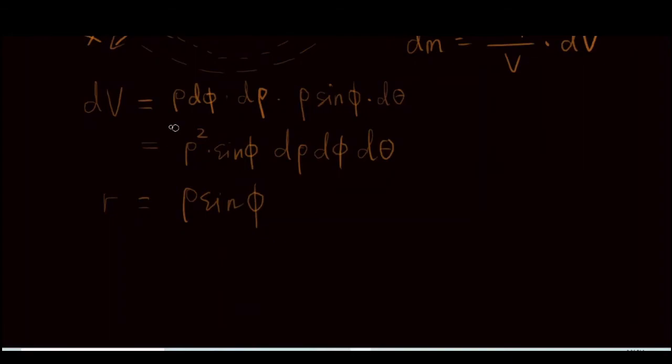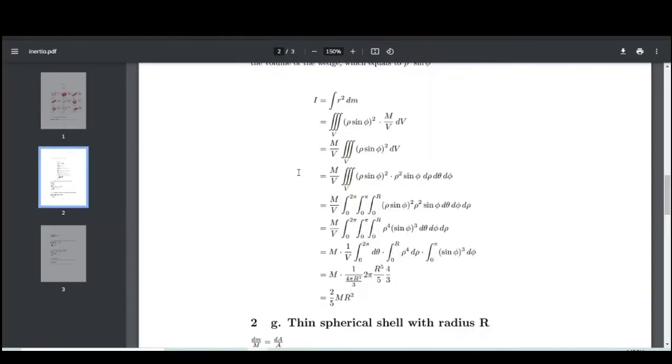Okay, so let's substitute these two items that we just found into the rotational inertia equation here. So rho sine phi squared times M over V times dV. M and V are constants, so we could take them out of the integral. And dV is what we just deduced, which is rho squared times sine phi d rho d theta d phi.